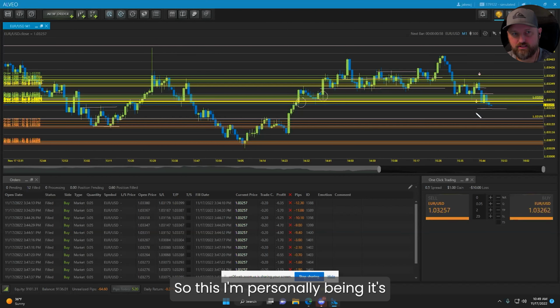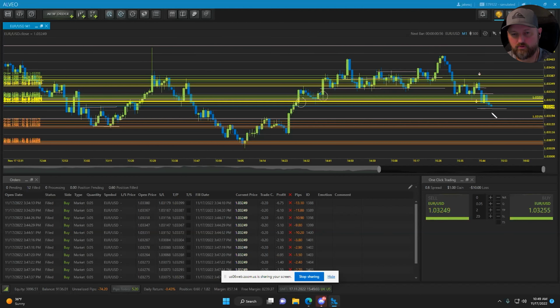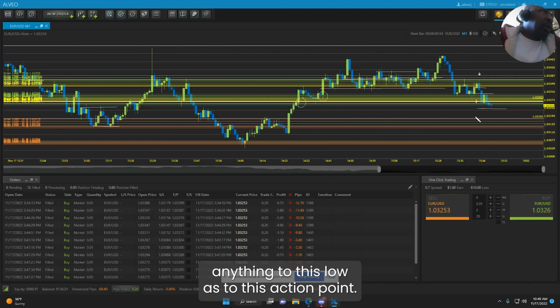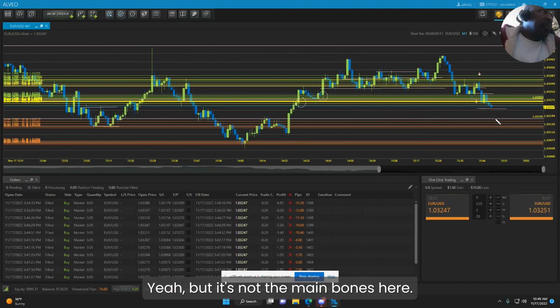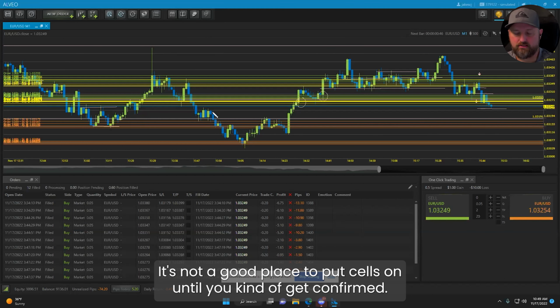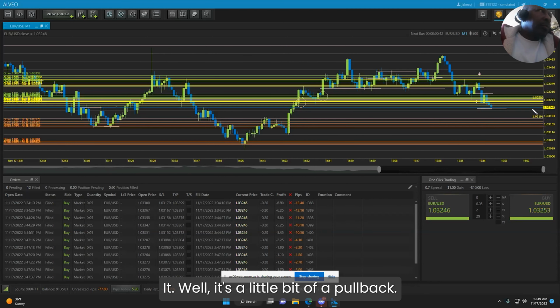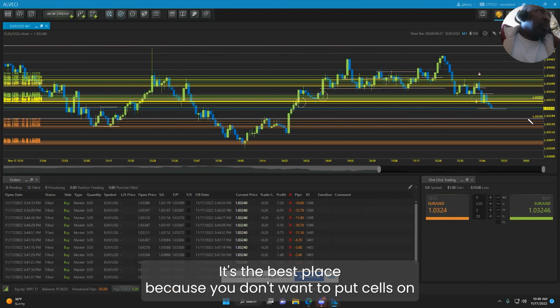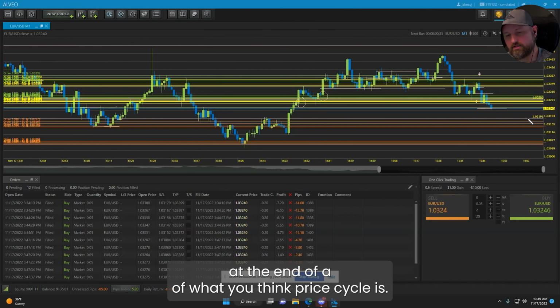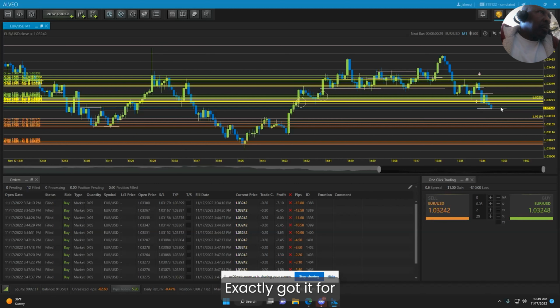I'm personally thinking it's going to run down a little bit more. You think to this level, to this action point? Yeah. But it's not a good place. It may bounce here. It's not a good place to put sells on until you get a confirm. Well, a little bit of a pullback is the best place, because you don't want to put sells on at the end of what you think is the price cycle. Right. Exactly. You got it, Cliff.